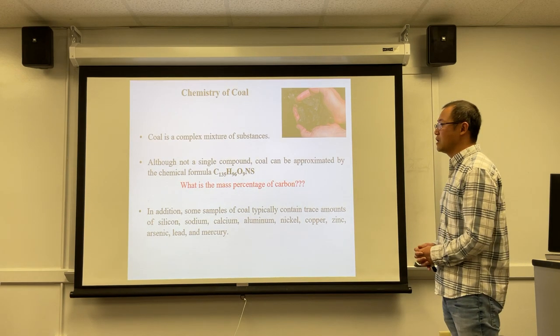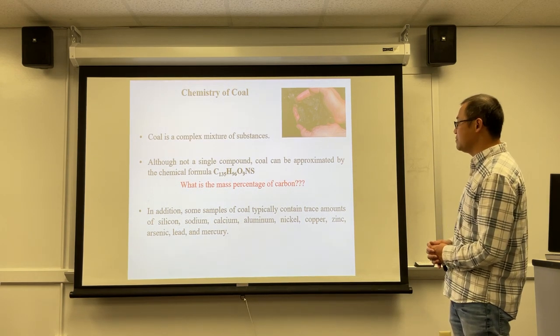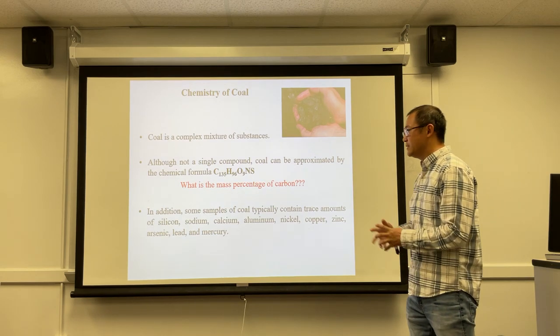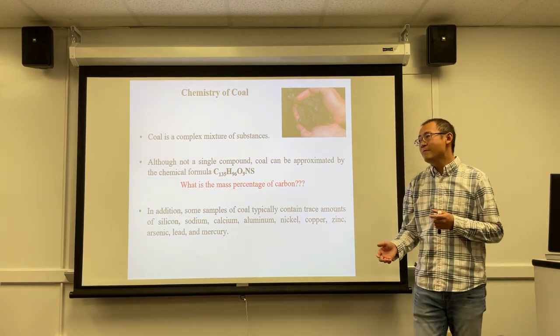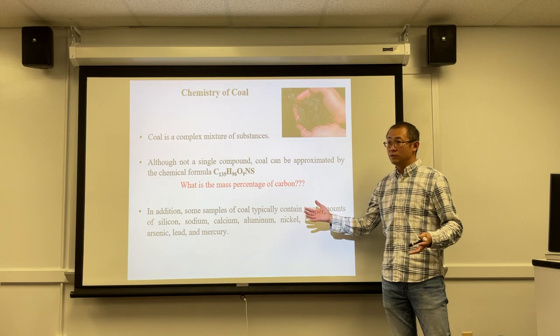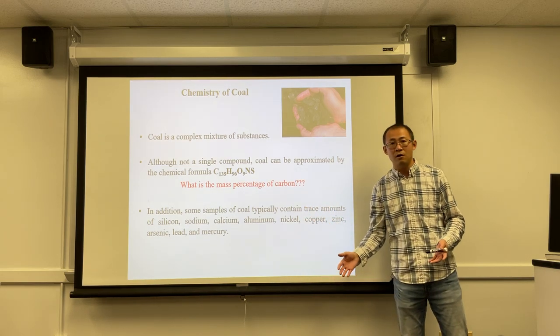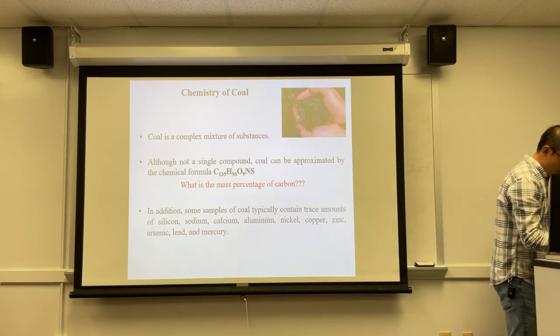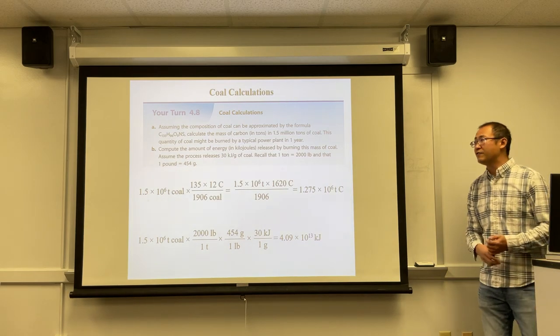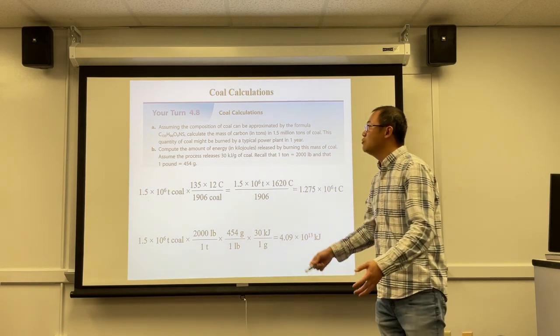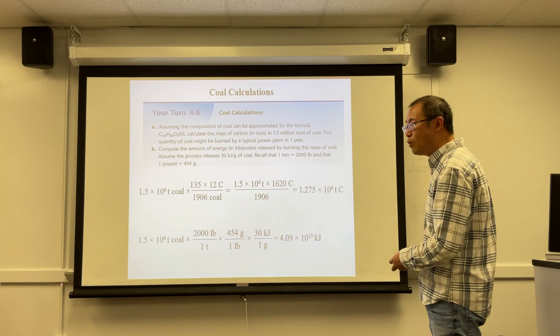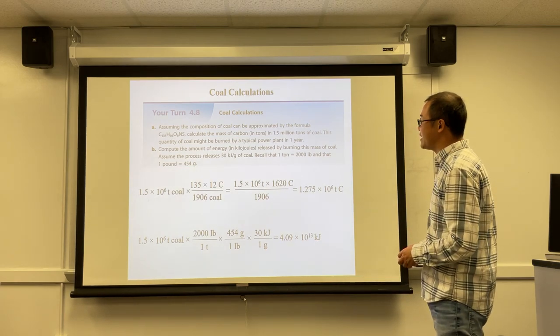Okay, such as silicon, sodium, calcium, nickel, copper, zinc, lead, and mercury. These are very trace amounts, and also depend on the source of coal and where the coals are harvested and mined. Okay, so with that, let's take a look at a few calculations, and I'd also use that to review what we studied in Chapter 3 about the chemistry of calculations.